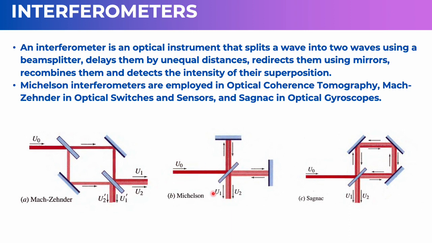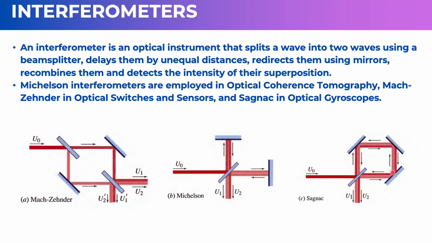So Michelson interferometers are usually used in optical coherence tomography. That's a medical application. The Mach-Zehnder interferometer is used in optical switches and sensors, and the Sagnac interferometer is used in optical gyroscopes.